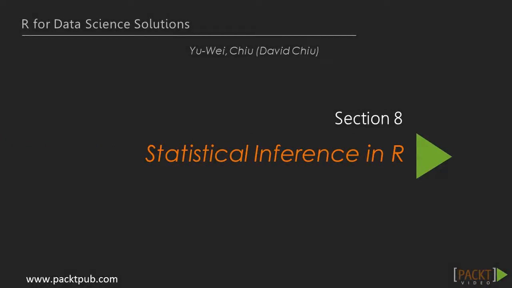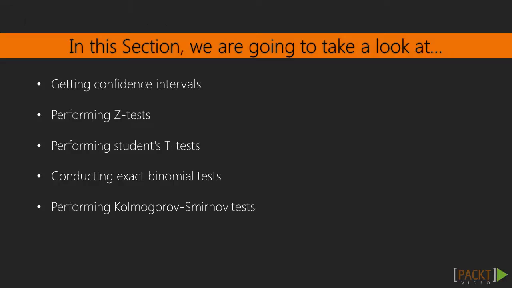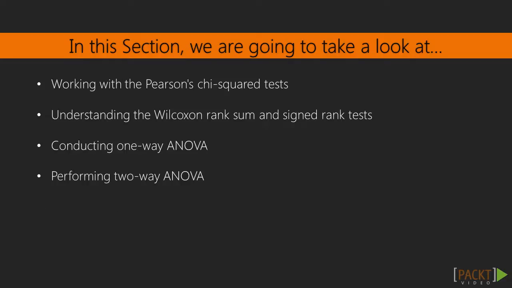Hi, welcome to Section 8 of this course, Statistical Inference in R. We cover these topics in this section: confidence intervals, z-tests, students' t-tests, skewness identification, exact binomial tests, Kolmogorov-Smirnov tests, the Pearson's chi-square test, the Wilcoxon rank sum and signed rank test, one-way ANOVA, two-way ANOVA, and linear regression.